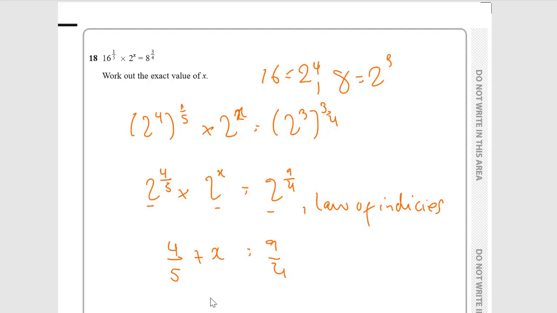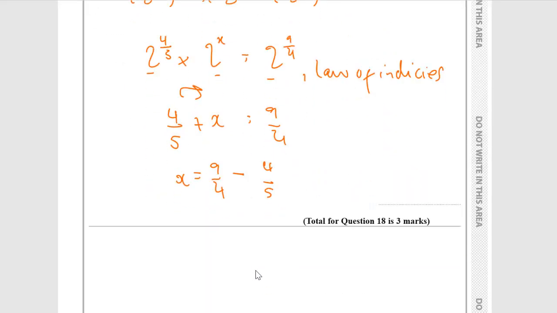And then we can take this to the other side. x equals 9 over 4, take away 4 over 5. And then using a calculator, we get 1.45. So x equals 1.45.